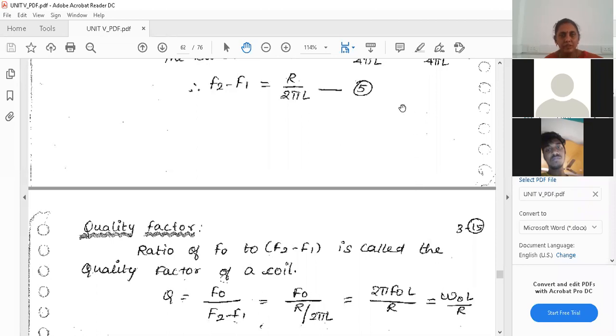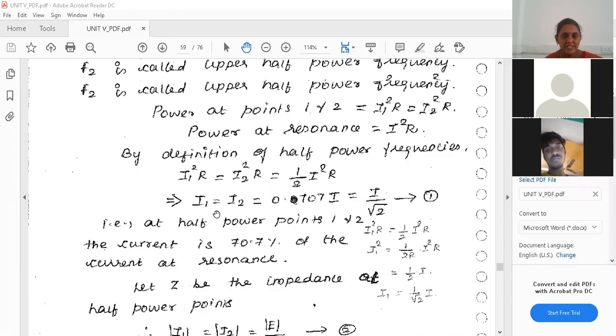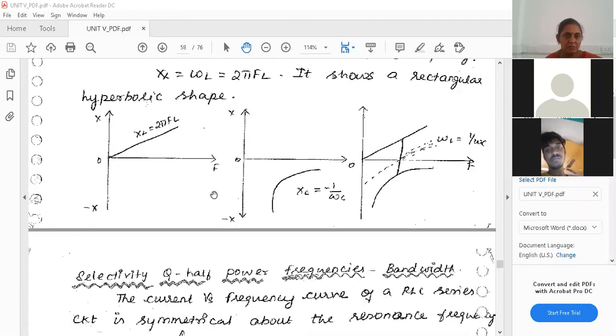Okay. Because with resonance, we will also be finishing up the 5th unit. Current and phasor diagram. Okay. I will just repeat this phasor diagram, then I will proceed.